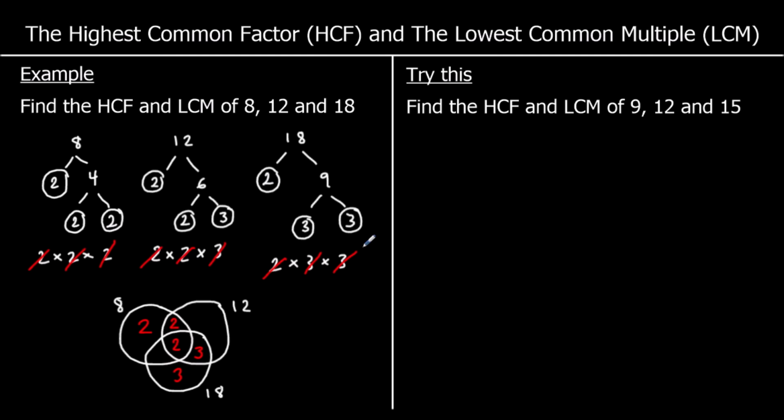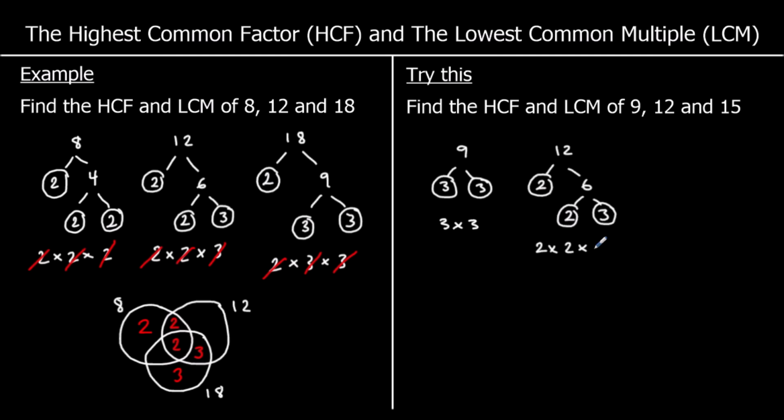Okay, so here's a question for you to try. Find the highest common factor and the lowest common multiple of 9, 12, and 15. So 9 is 3 times 3. 12 is 2 times 6, and 6 is 2 times 3. So 12 is 2 times 2 times 3, and 15 is 3 times 5.